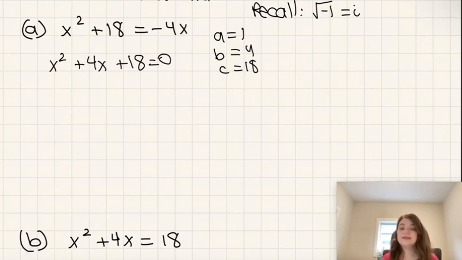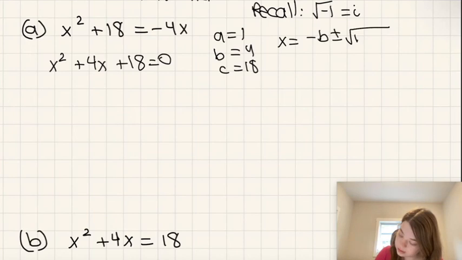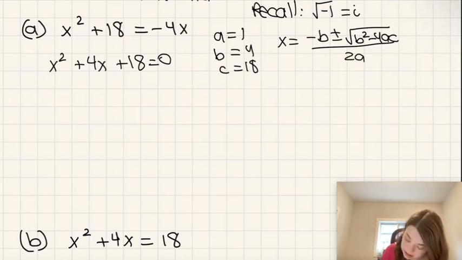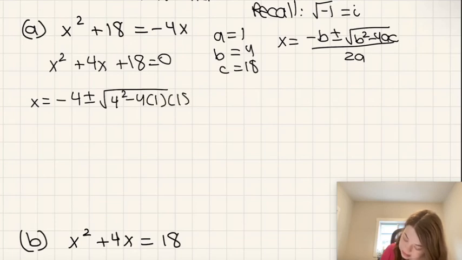Okay, so now let's plug this into the quadratic formula. And just a reminder, the quadratic formula is x is equal to -b plus or minus the square root of b squared minus 4ac all over 2a. So therefore, x equals -4 plus or minus the square root of 4 squared minus 4 times 1 times 18 all over 2 times 1.